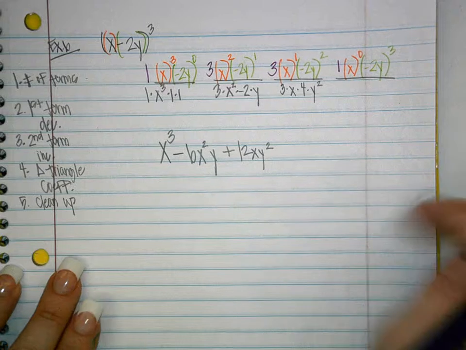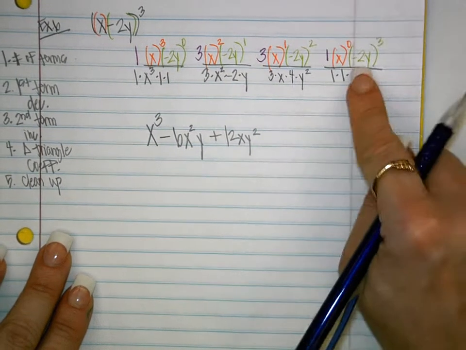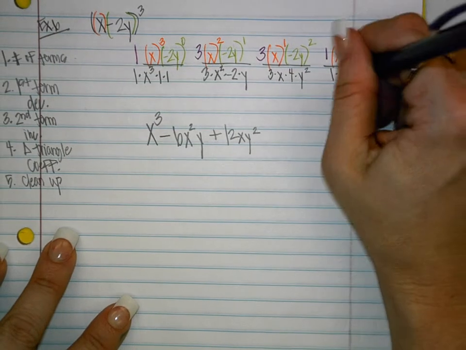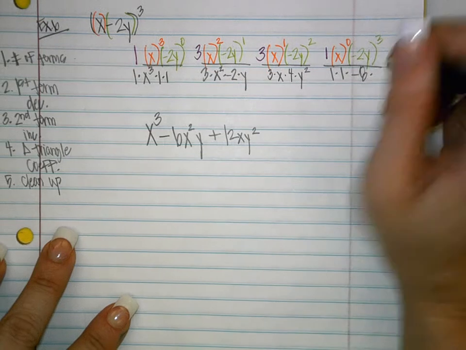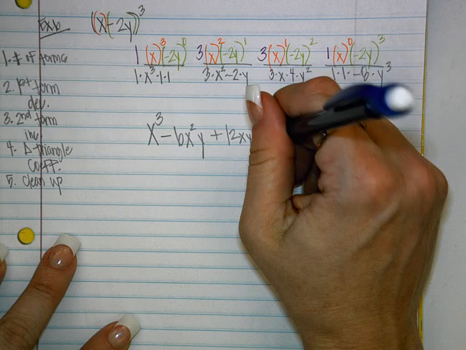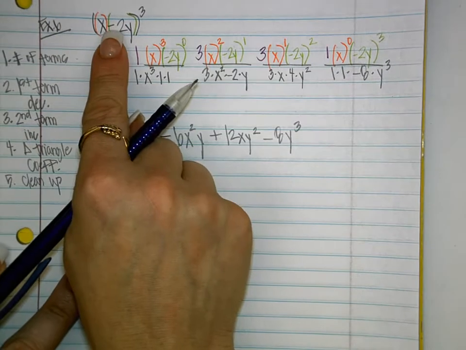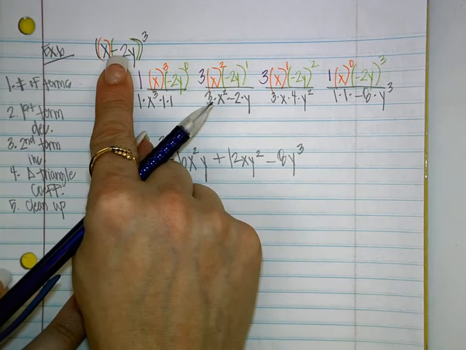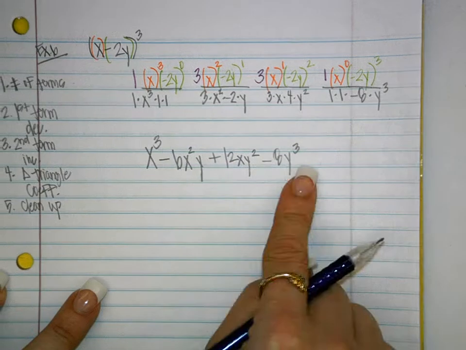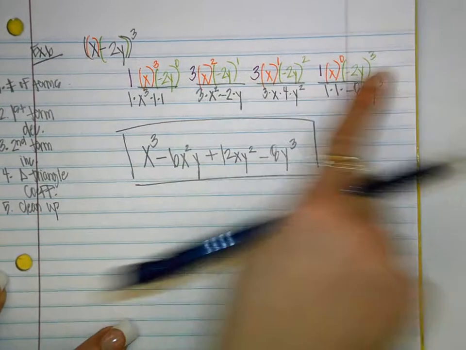And then finally this one, 1 times what's x to the 0 is 1. What's negative 2 to the third power? Negative 8 times y to the third. So what's your actual last term here? Minus 8 y cubed. If you notice, when there's a subtract in between your original binomial expansion, your terms will always alternate. It always starts positive, then negative, positive, negative. They always alternate. This is your binomial expansion. If you give me this, I'm going to mark it wrong because it's not simplified.